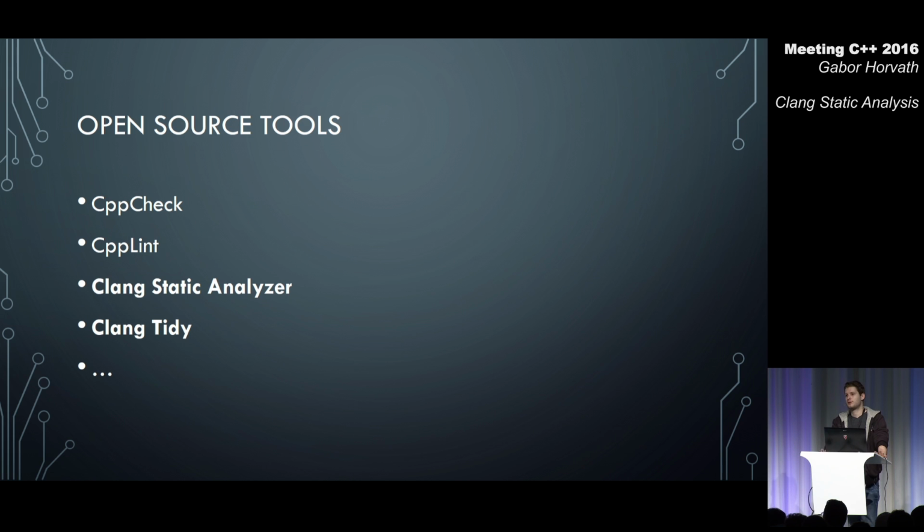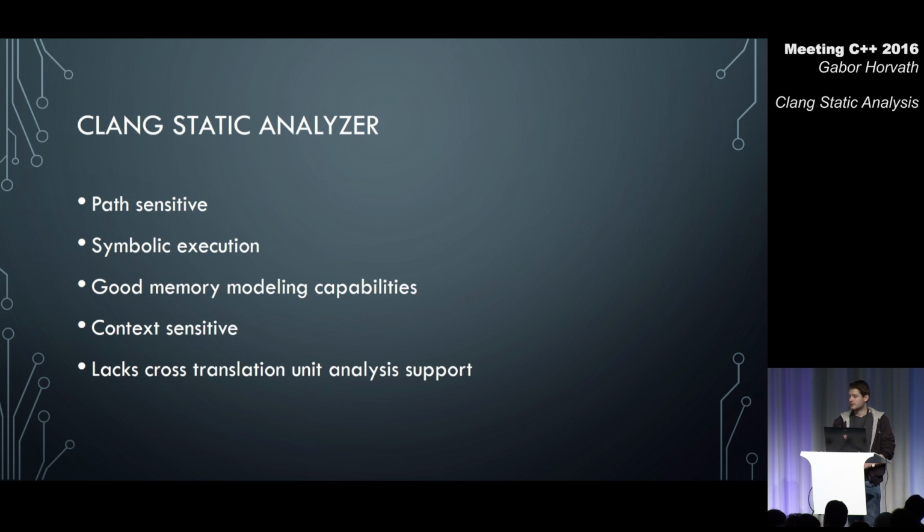So let's talk about some of the open source tools. I think you might have guessed from the title of this talk that I will talk about the Clang related ones. So the Clang static analyzer is a path-sensitive analyzer. It does symbolic execution. It has very good memory modeling capabilities, and it is context-sensitive. So it does very, very deep analysis. It can catch a lot of bugs. Unfortunately, right now, it lacks cross-translation unit analysis support, but the community is working on it, so it might come sooner or later.